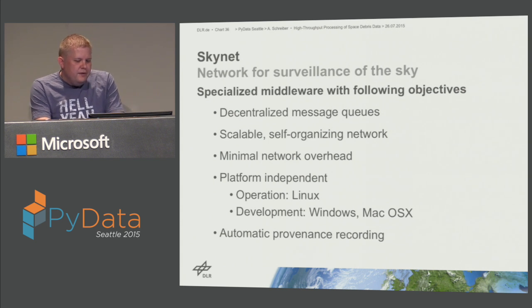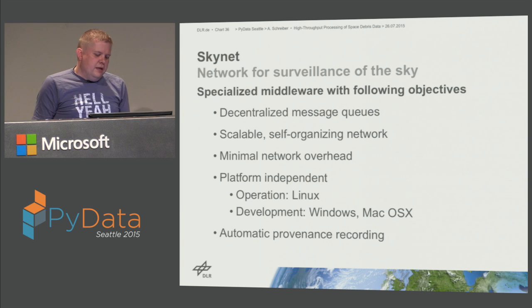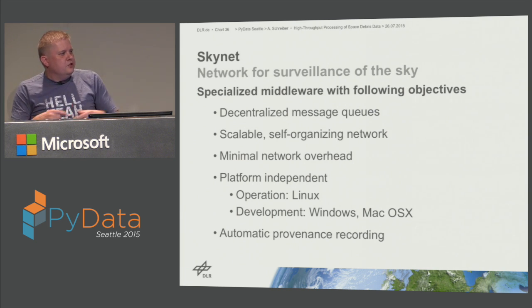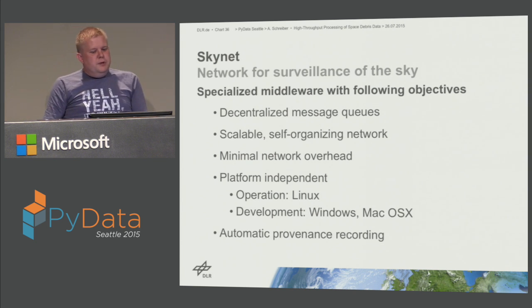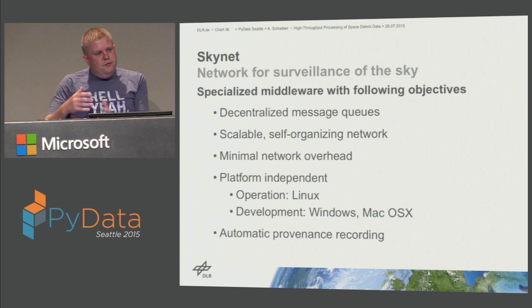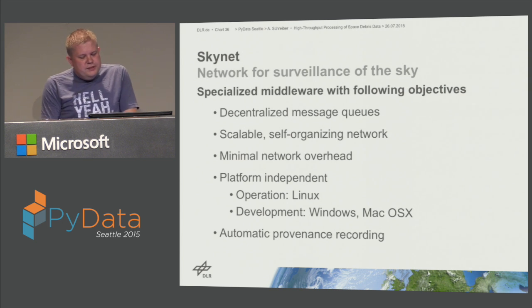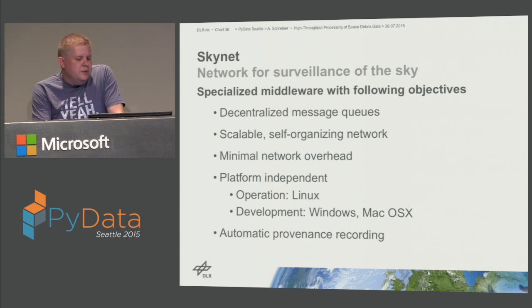The objective of the middleware is using decentralized message queues for exchanging data between the different parts of the system. The middleware builds a scalable, self-organized network of processors and databases with minimal network overhead. This is important, and it must be platform independent. The production use in the Space Operations Center is on Linux, but the development is mostly in Windows and Mac OS. And we want to have provenance recording.